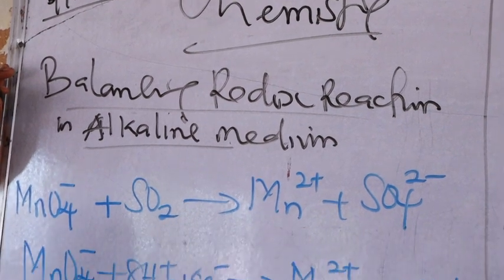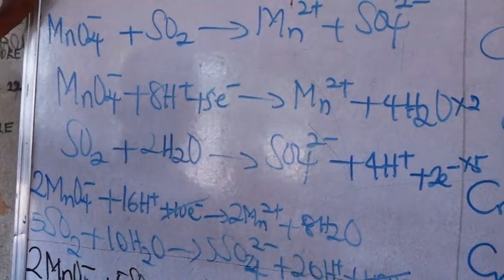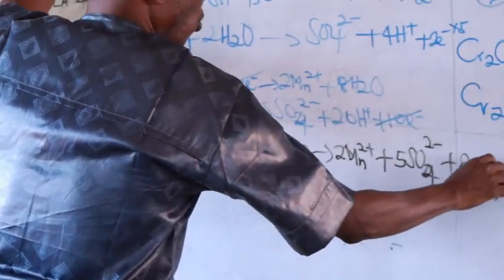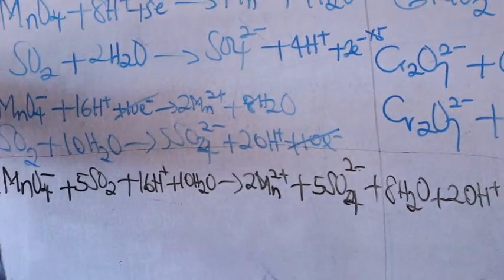2 plus 5 SO2 SO4 2 minus plus 8H2O plus 20 hydrogen ion.